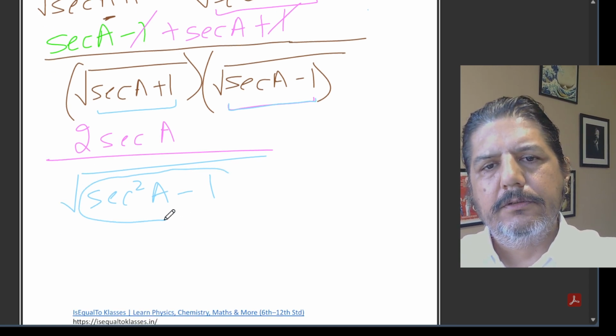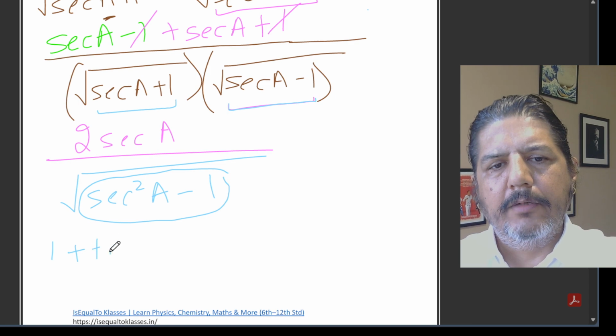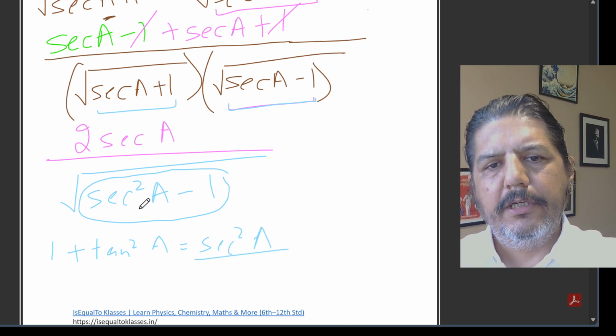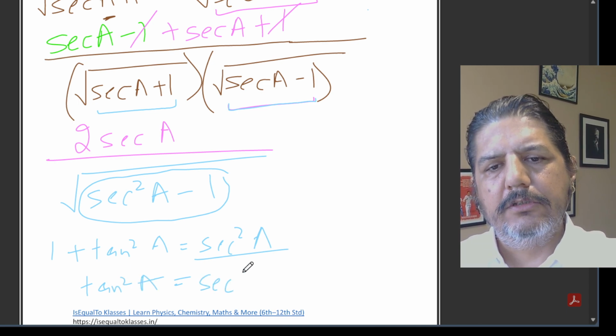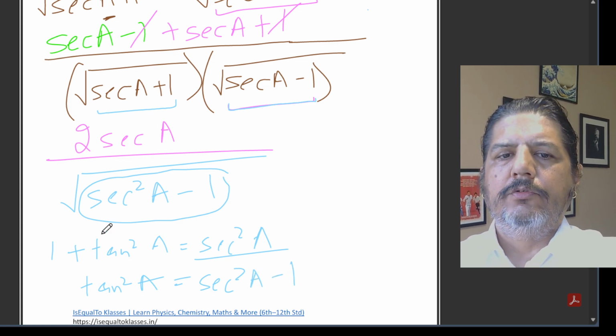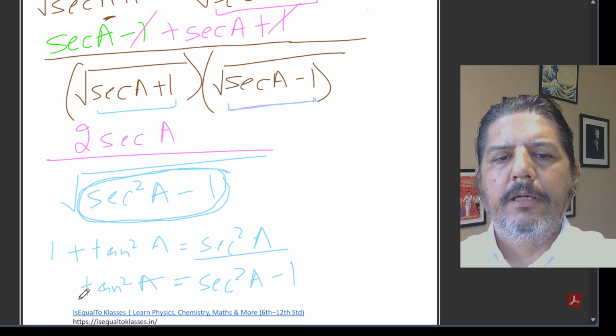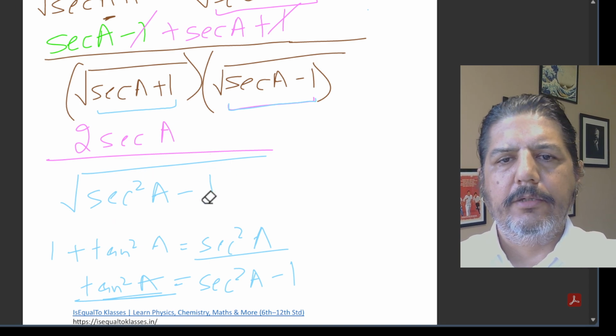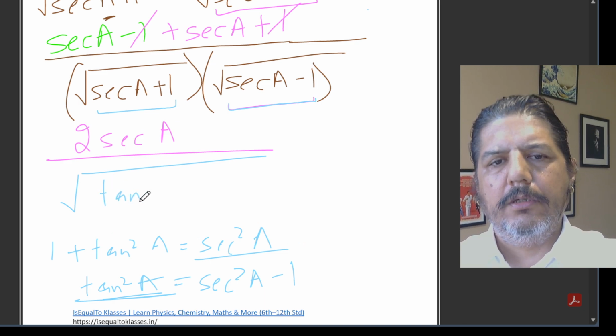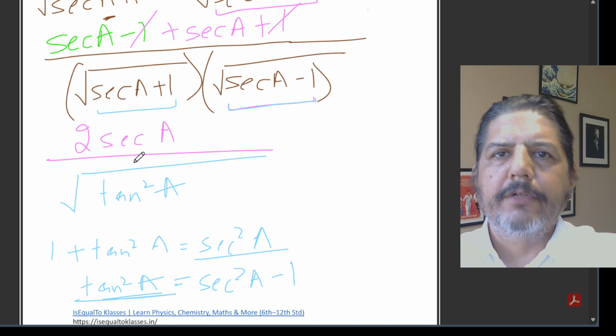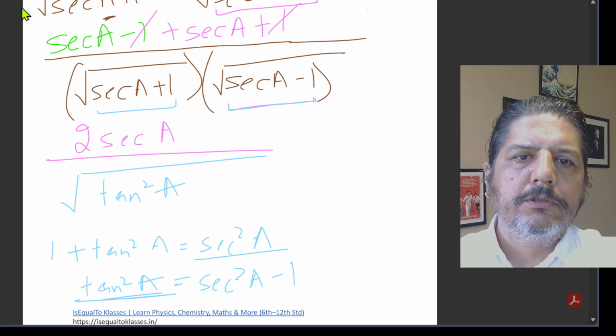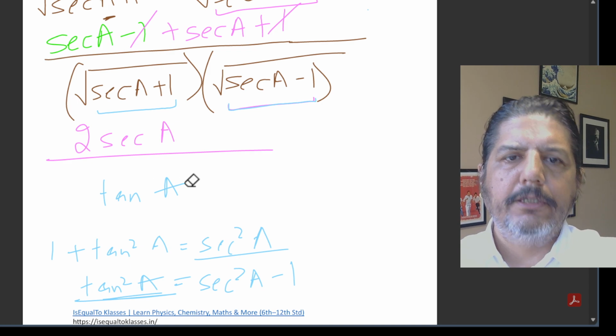Now when you look at this, we understand that 1 plus tan square a is equal to secant square a. So secant square a minus 1 will be equal to tan square a. So I can replace this secant square a minus 1 by tan square a. So let me do it here only. Tan square a, and root of tan square a would be equal to tan a. So the square root will vanish. This will be tan a.